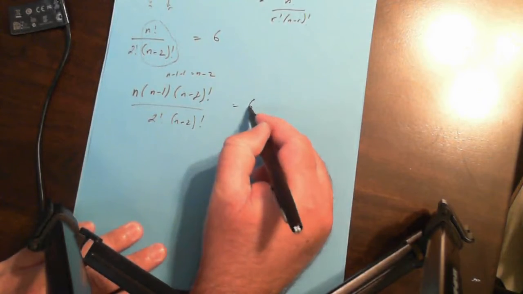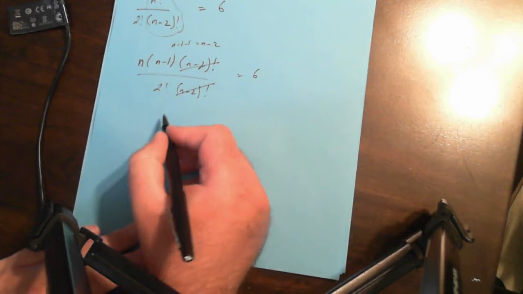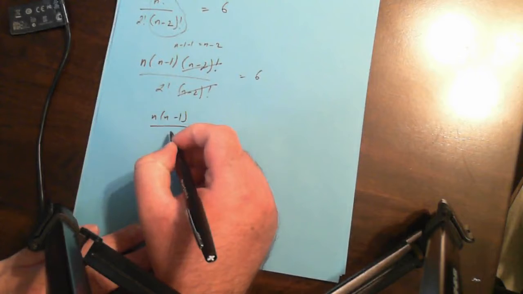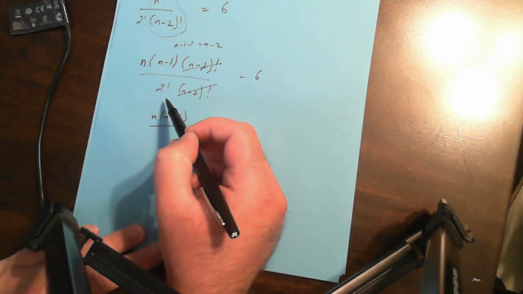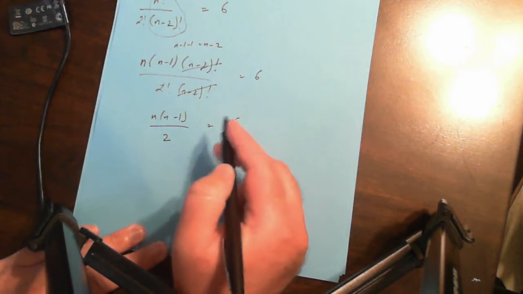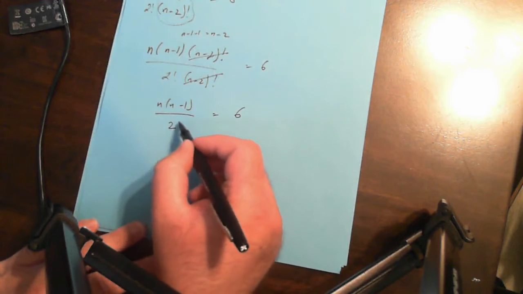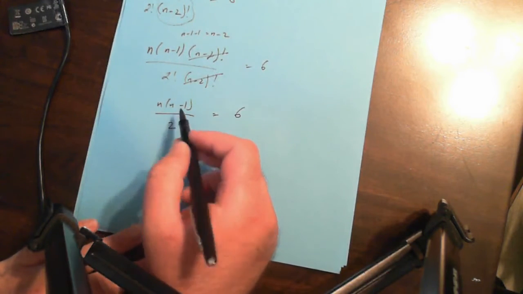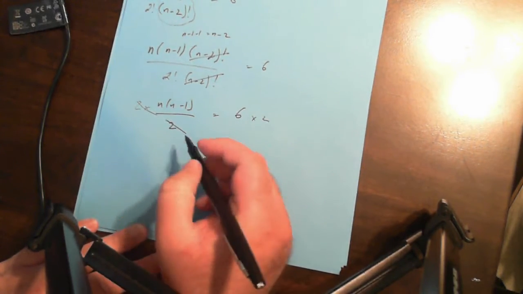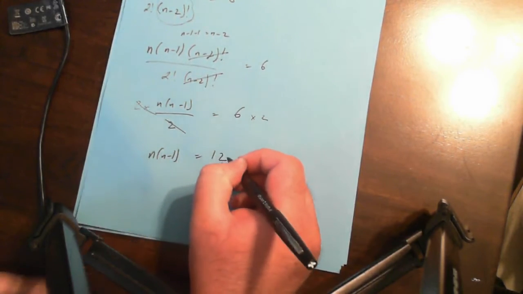And I can see now that the n minus 2 factorials cancel out, leaving me with n times n minus 1 on top over 2 factorial right here. Well, 2 factorial is just 2 times 1, which is really just 2. Okay? So I've got n times n minus 1 over 2 equals 6. So what I can do is get rid of this 2 right here. It's division by 2, so I can multiply both sides by 2 to get rid of it, leaving me with n times n minus 1 equals 6 times 2, which is 12.